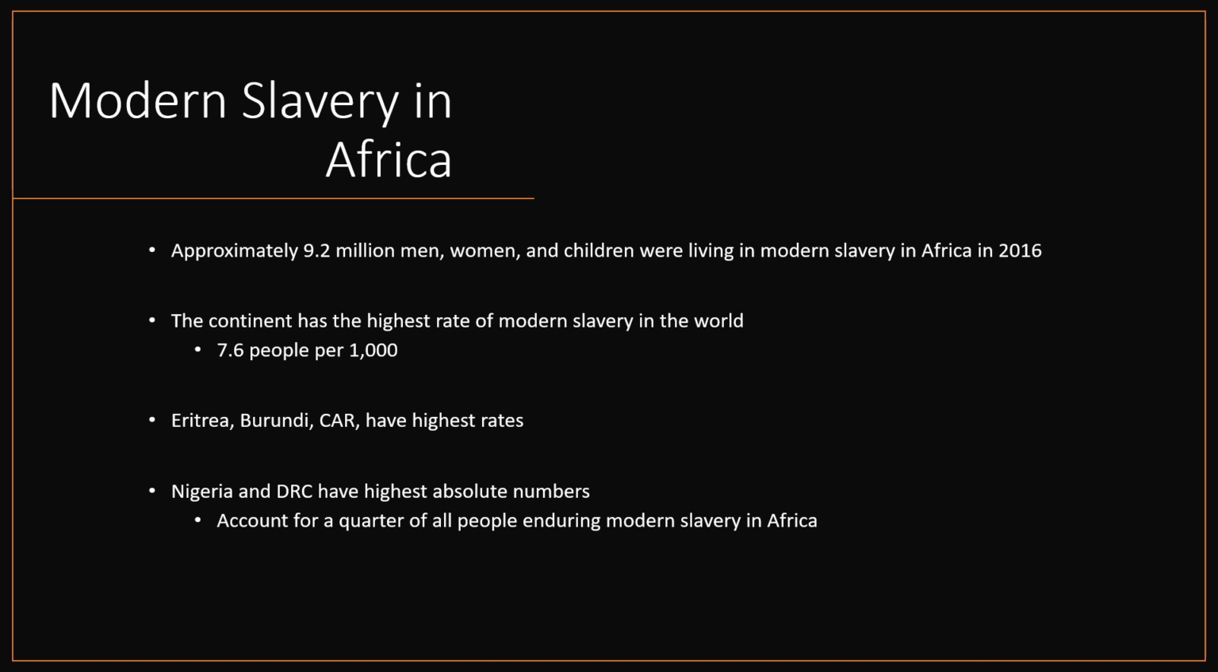Africa has the highest rate of modern slavery in the world. It's 7.6 people per 1,000. So when you line up 1,000 people, 7.6. So let's round up. 8 of those people are slaves. And Niger and DRC have the highest absolute number of slaves, and they account for a quarter of all people, just with those two countries inside the African continent themselves.